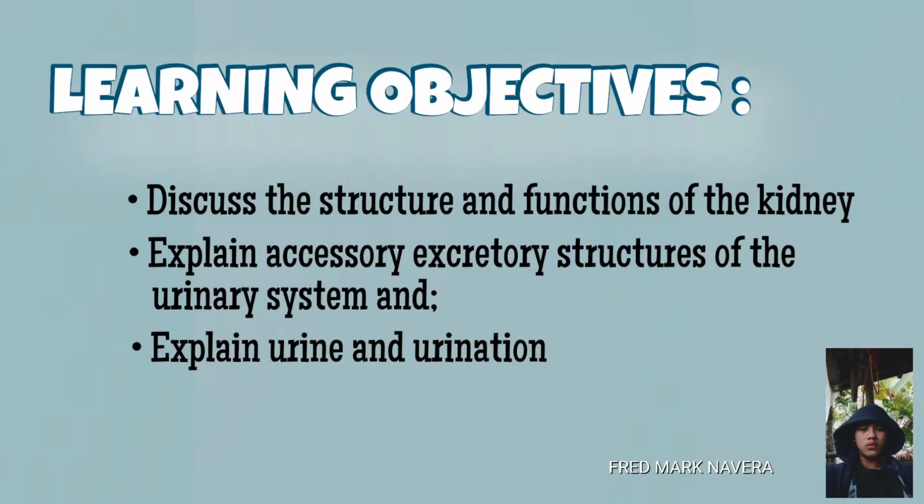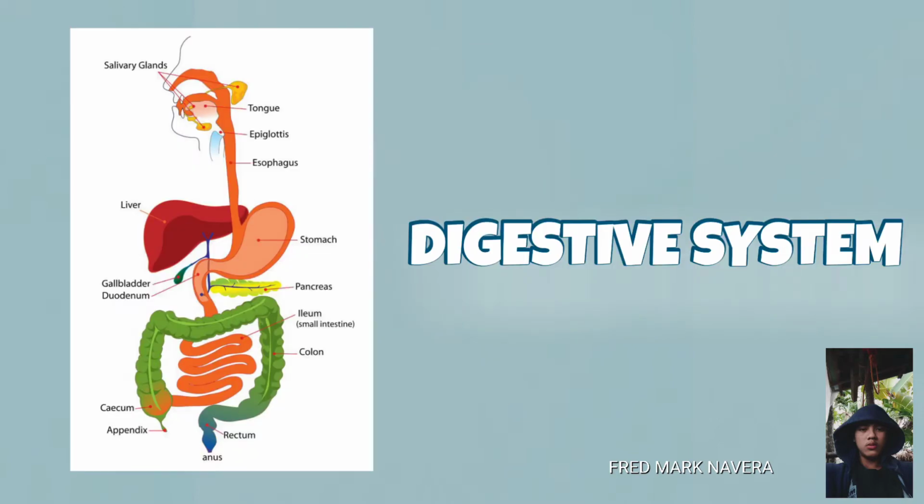So, before we start with our lesson, the learning objectives of this lesson are to discuss the structure and functions of the kidney, explain the accessory excretory system of the urinary system, and also we will explain urine and the urination process.